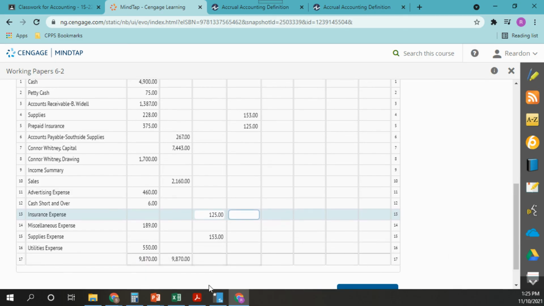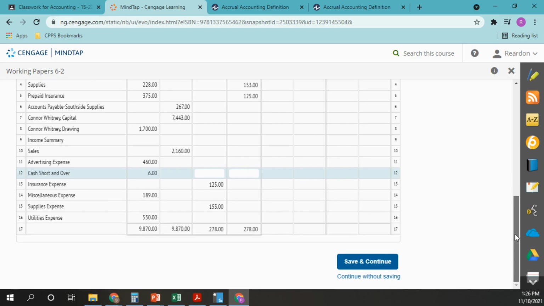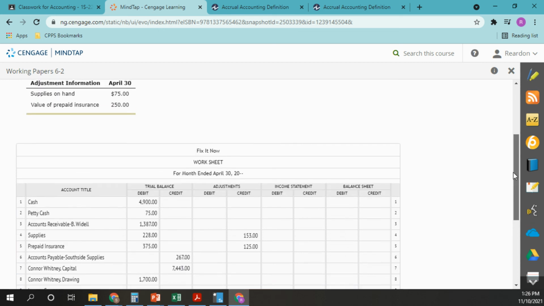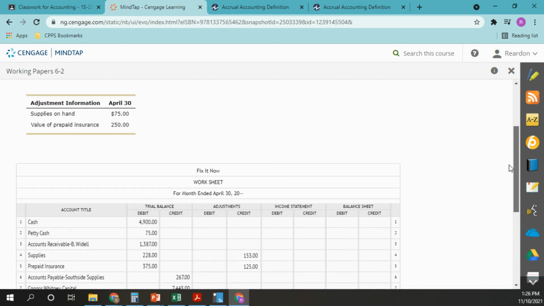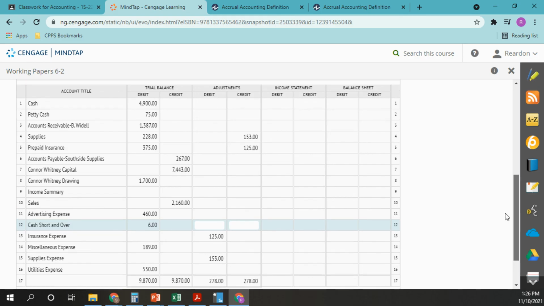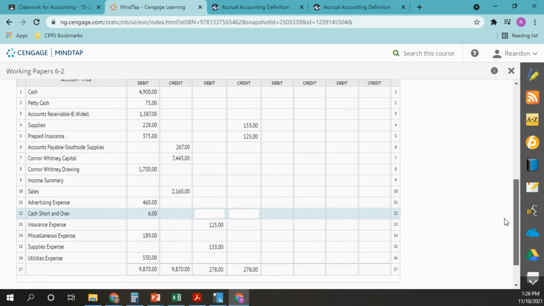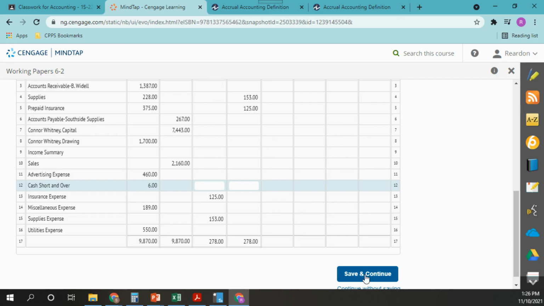Okay? If we add up our debits and our credits, 278 debit, 278 credit: 125 plus 153, and so down here as well. It looks like we're balanced, debits and credits. We put the line above, the double line below, and we are balanced with our adjustments for supplies and prepaid insurance. All right, save and continue.